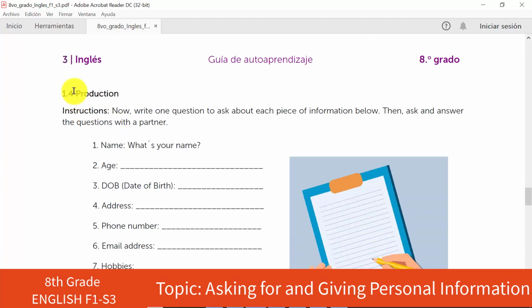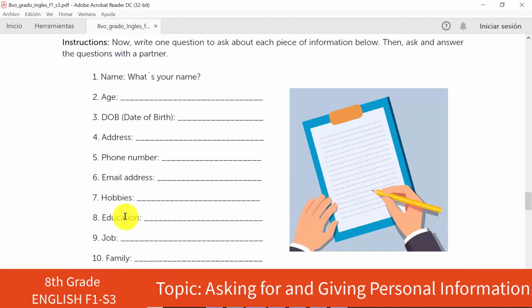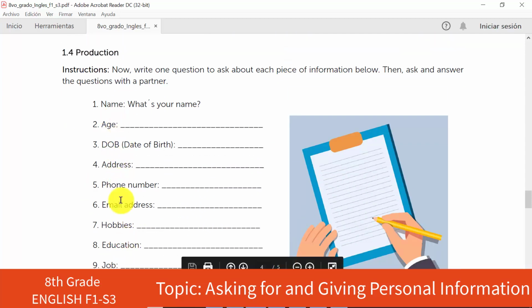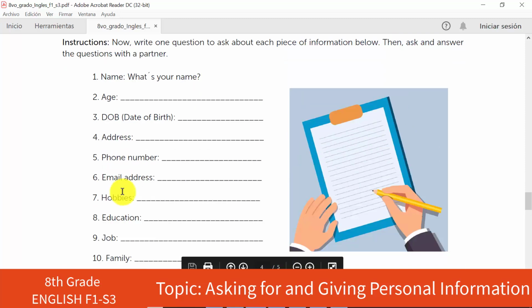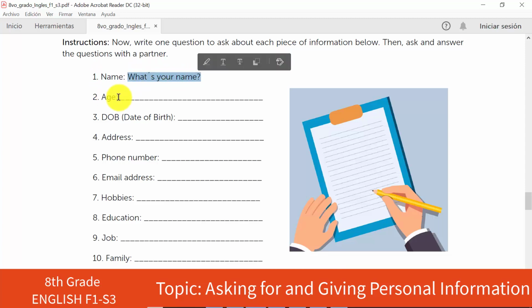Finally, in the production part, write one question to ask about each piece of information below. Then ask and answer questions with a partner. Okay? Si usted se fija, solo le dan aquí el detalle de qué tiene que preguntar. ¿Ok? Así que usted tiene que hacer su propia information questions. Primero le dicen que pregunte el nombre. ¿Y cómo se hace la pregunta del nombre? What's your name?